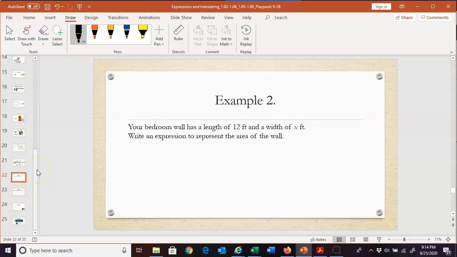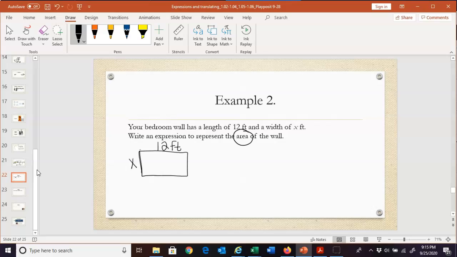All right, let's look at example 2. Your bedroom wall has a length of 12 feet and a width of x feet. Write an expression to represent the area of the wall. So let's draw a picture. Pictures are good. So the width is x and the length is 12. It says write an expression to represent the area.